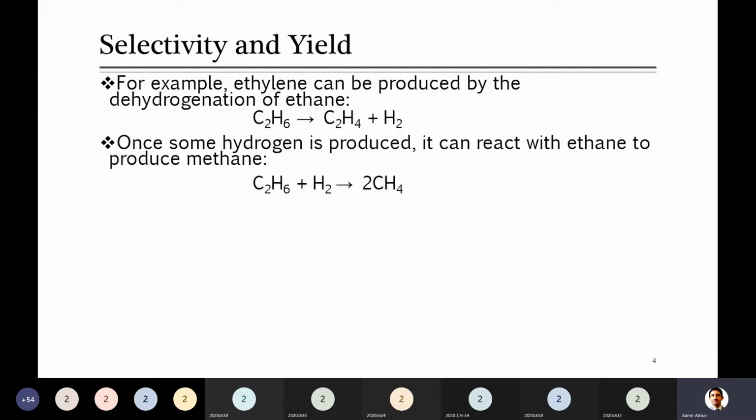But what happens at the same time, for example, this reaction can also occur, where your reactant starts reacting with the hydrogen which was released as a result of the first reaction, your desired reaction, and it starts producing methane. Now methane, you were not looking for methane because you were supposed to produce ethylene only. So that's one undesired product.